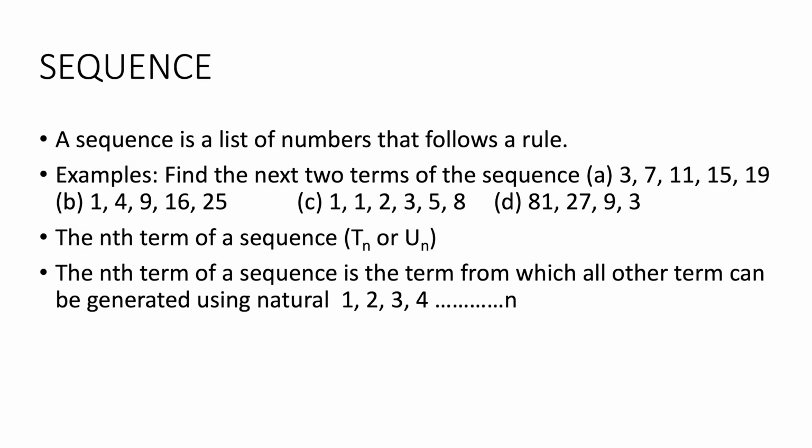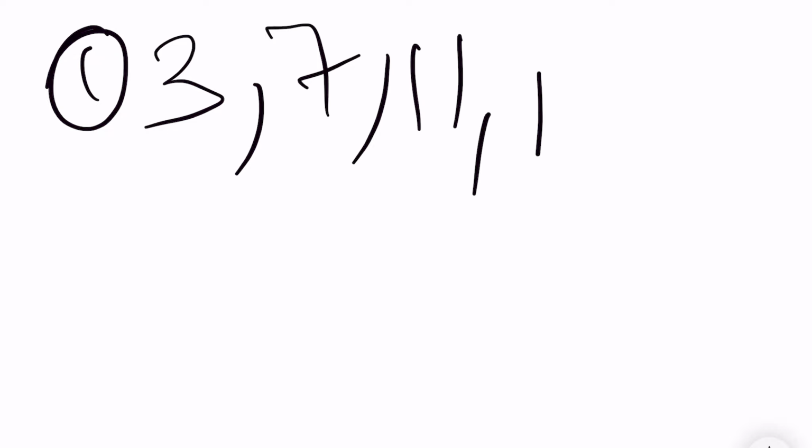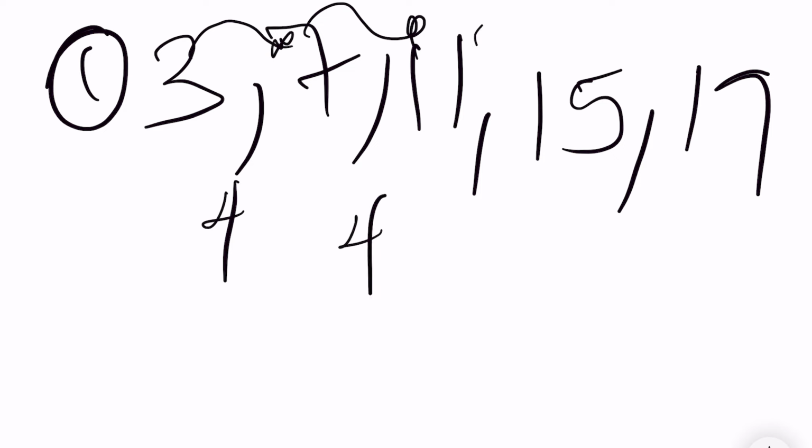Now, examples. Find the next two terms of the sequence in these questions. We have the first one, which is 3, 7, 11, 15, 19. Now, this is a sequence, which is a list of numbers. The difference between 3 and 7 is 4. The difference between 7 and 11 is 4. Here is 4, here is 4.